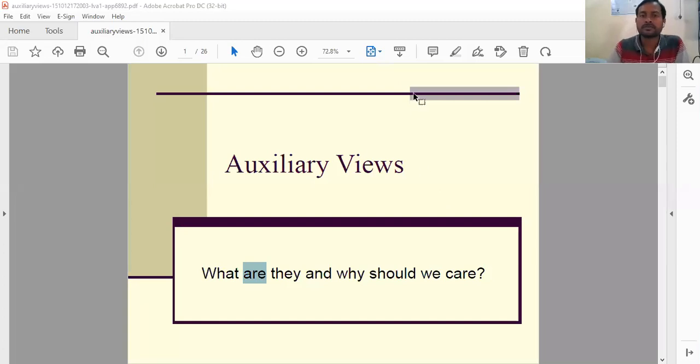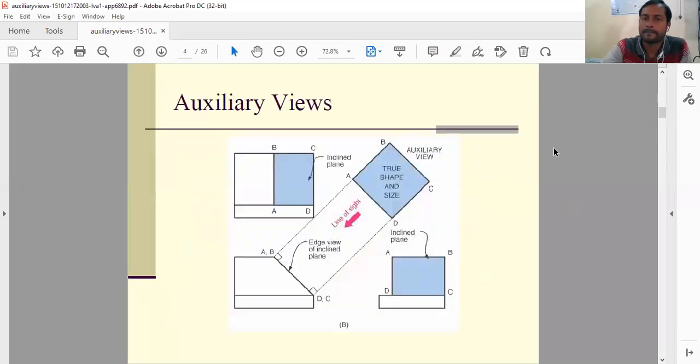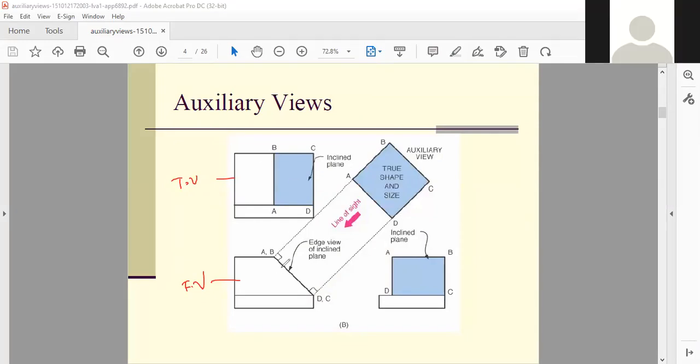Next, so this is auxiliary views. Let us discuss this auxiliary views now. So look at this one. This is a question, directly they give. This is front view. This is top view. Is that clear? That is front view and one is top view. Okay, so look at this way.